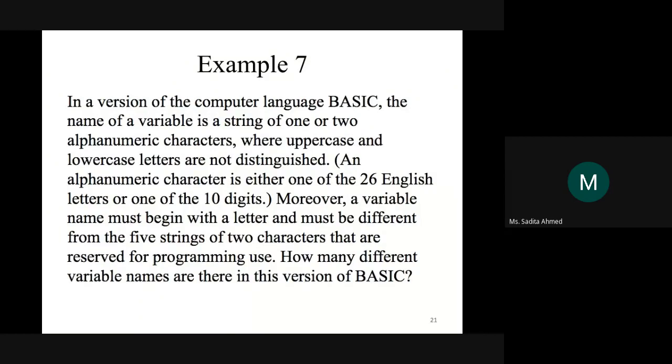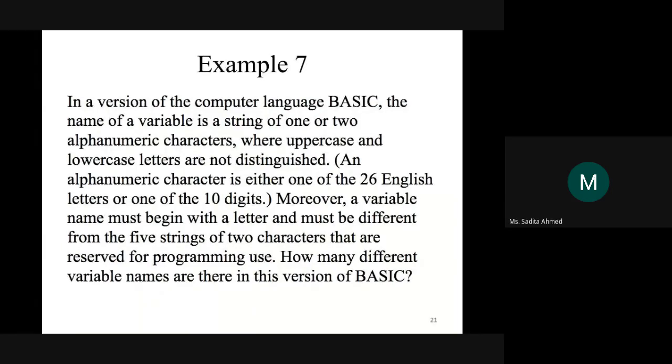All right. So we have a version of BASIC where a variable can be either 1 character long or 2 characters long, and where each character is an alphanumeric character. And an alphanumeric character is what? A character that can be either one of the 26 English letters or one of the 10 digits. Okay, so 36 options for alphanumeric characters basically.